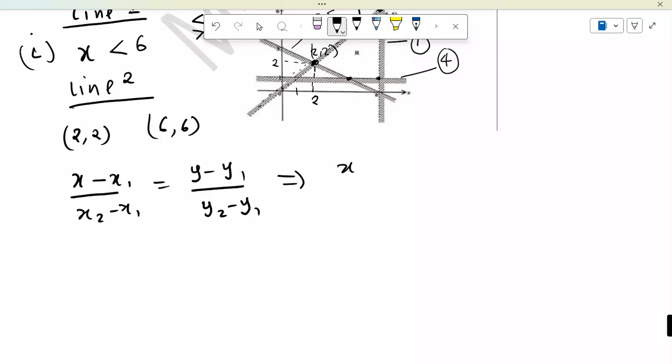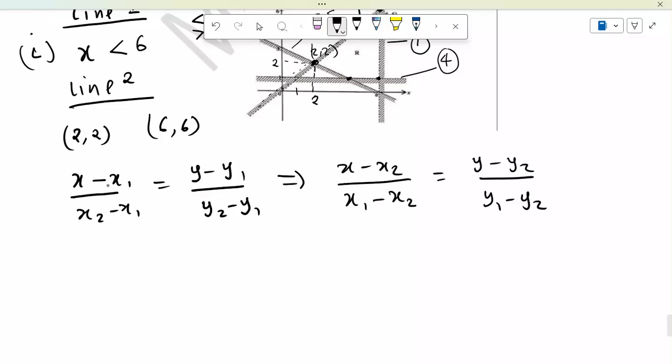You can write this as x minus x2 if you want. Then at the denominator you say x1 minus x2 equals y minus y2 over y1 minus y2. It's the same. If you say x2 here, even here you are now subtracting y2. If you say x1 minus x2, even this side is y1 minus y2.